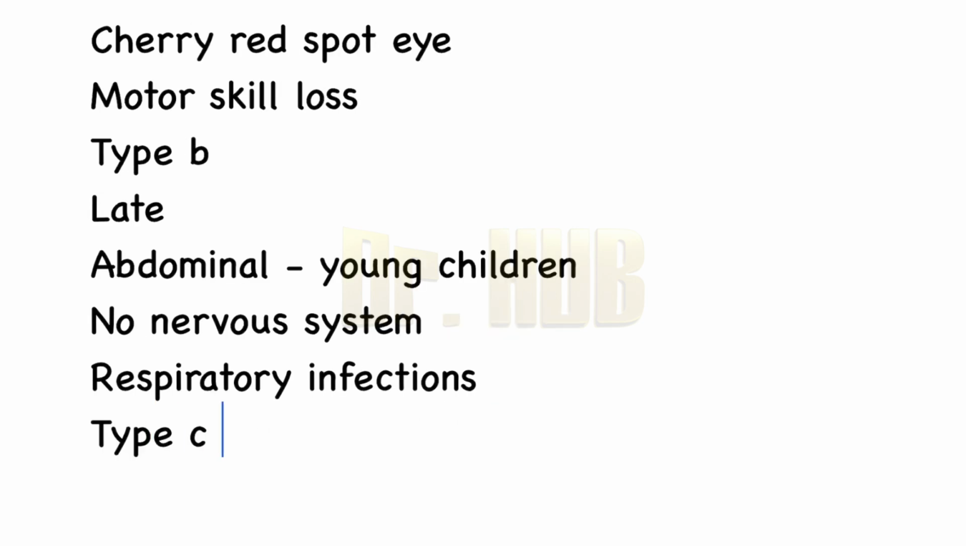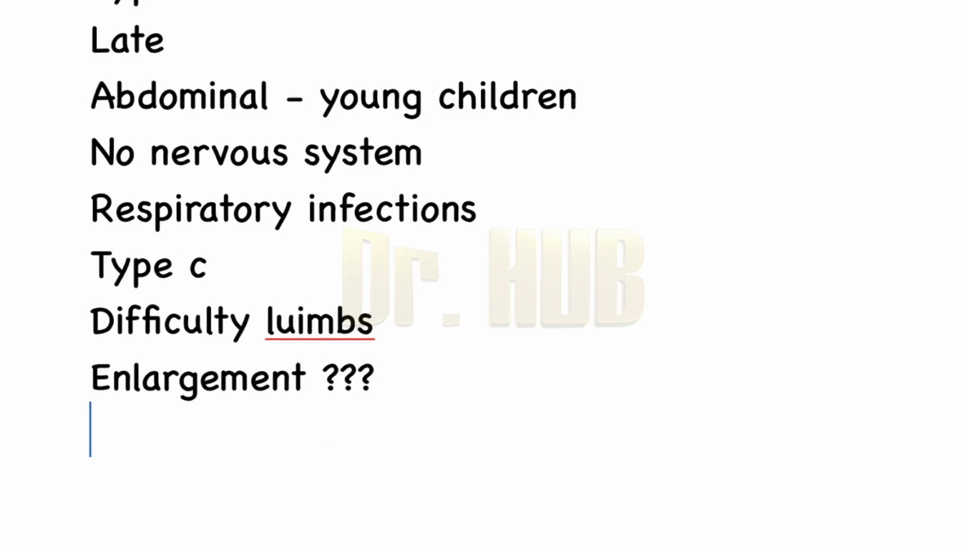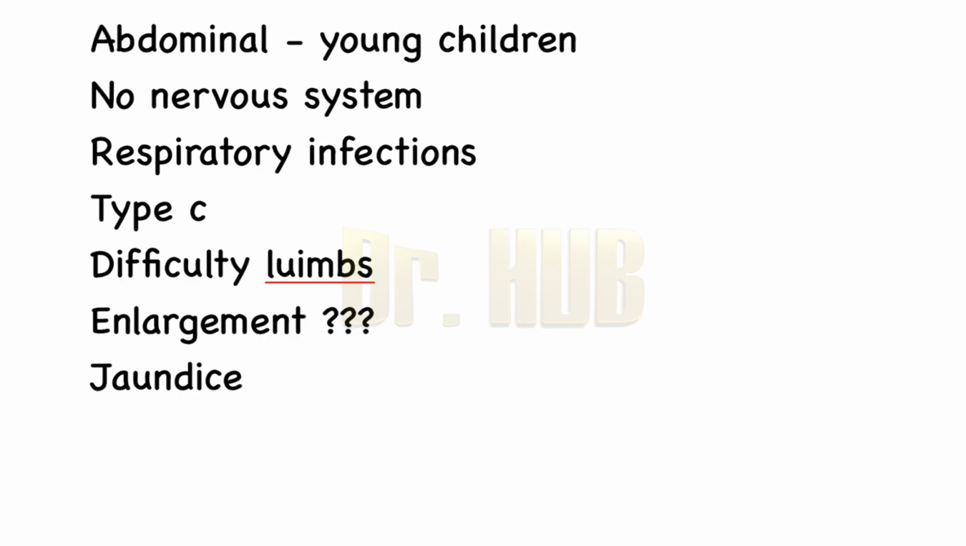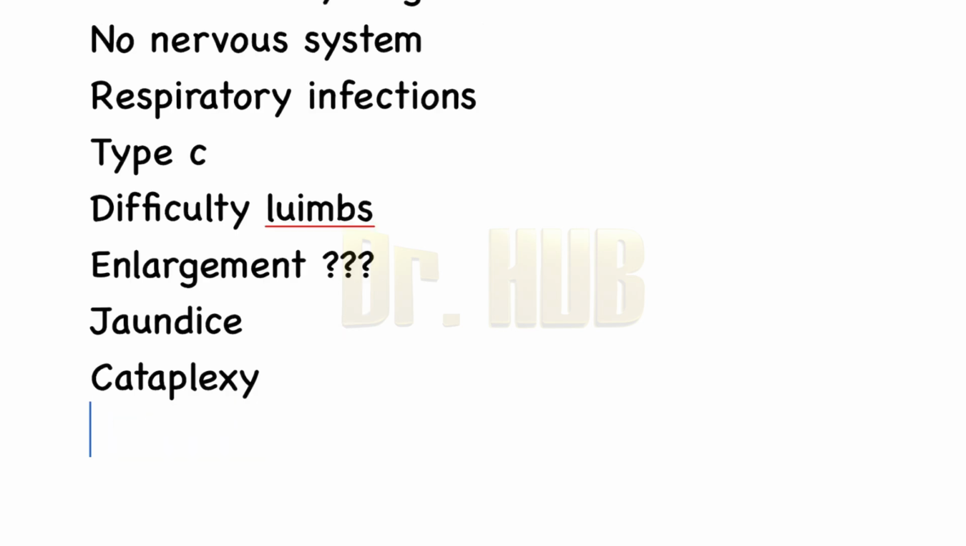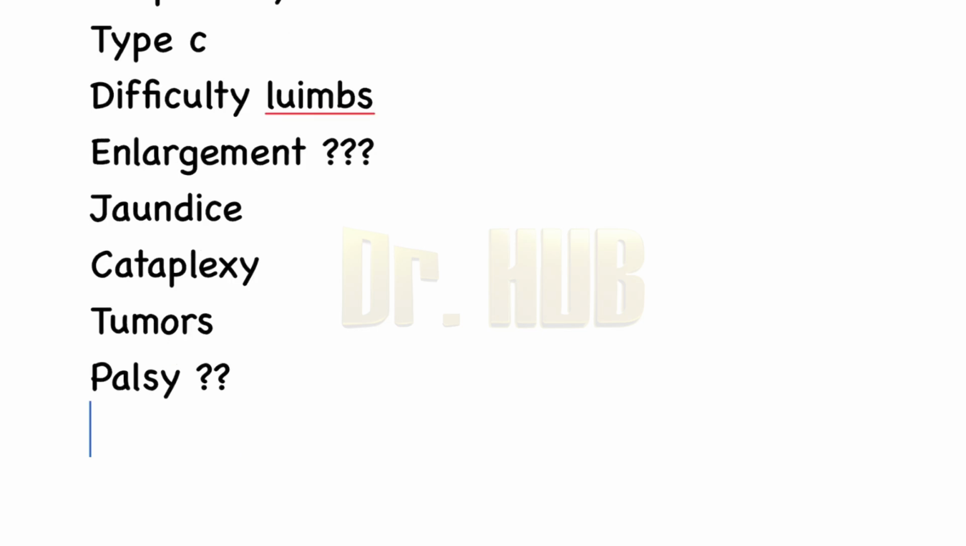Now we move on to type C. Here in type C it occurs from early infancy to adulthood, with difficulty moving the limbs. Now what else is seen? The spleen is enlarged. So there is enlargement of the spleen and enlargement of the liver. There can also be jaundice. There is dementia, seizures, slurred, irregular speech. There is cataplexy. There can also be tremors, vertical supranuclear gaze palsy, then ataxia.